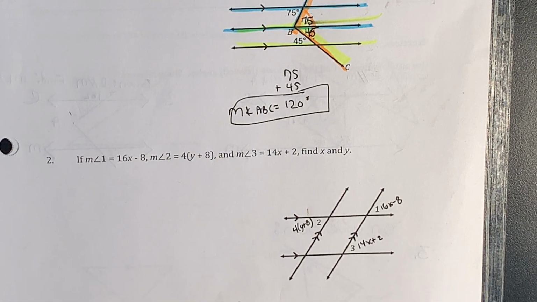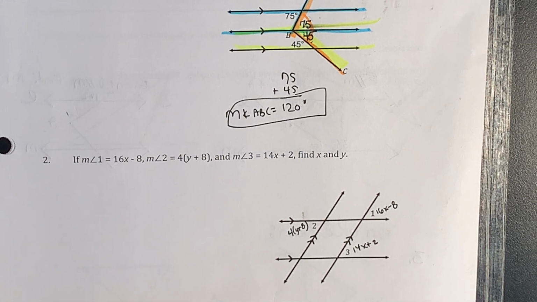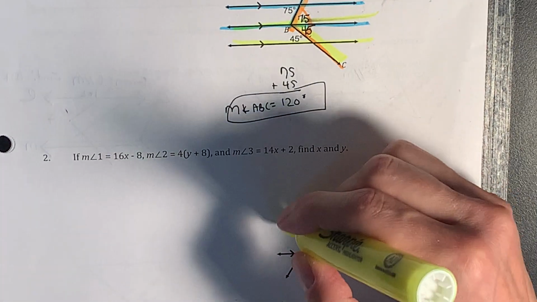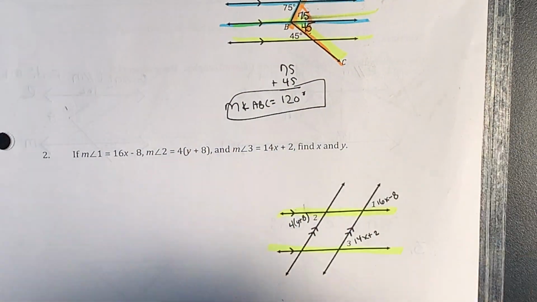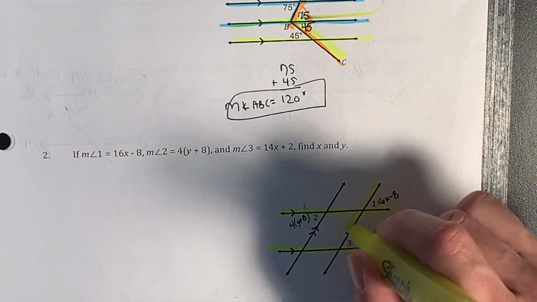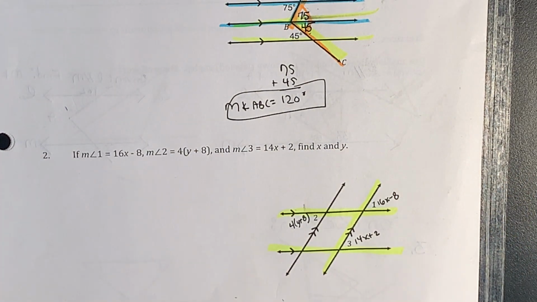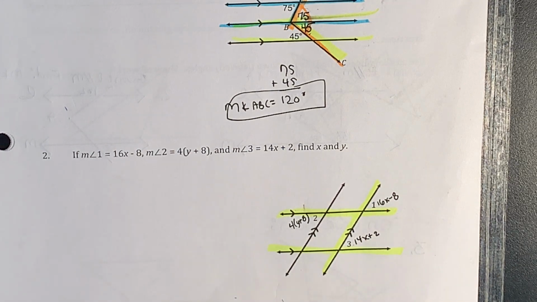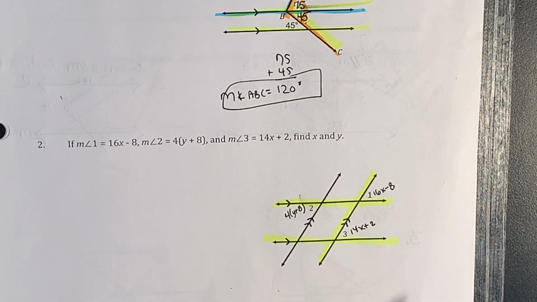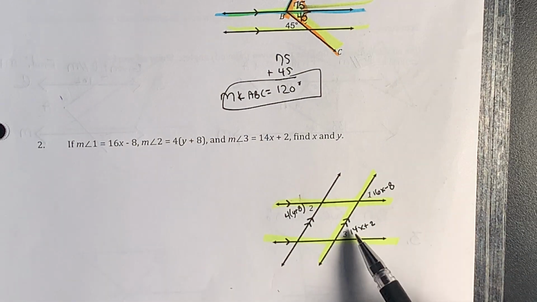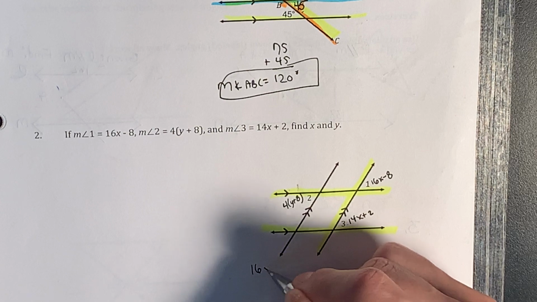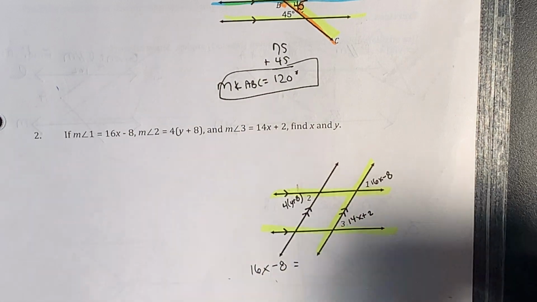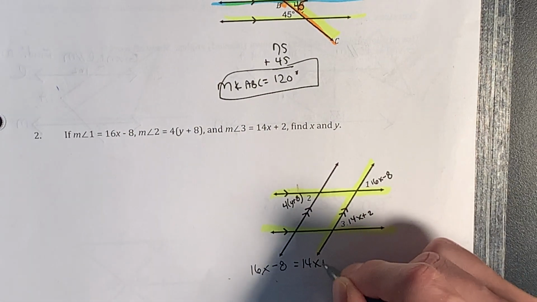So we can start with the top and the bottom. And then we have this transversal located right here. If you recall, angles 1 and 3 are known as corresponding angles. Well, corresponding angles are equal to each other. So if we set these two equal to each other, we would be able to solve for x. So 16x minus 8 equals 14x plus 2.